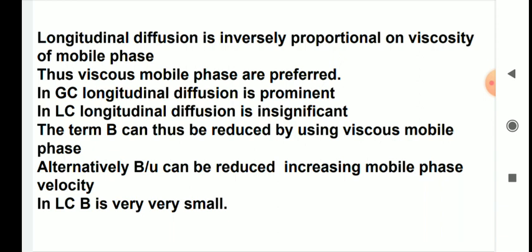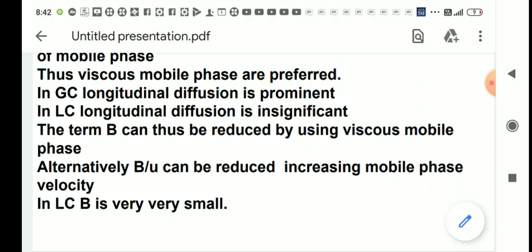This longitudinal diffusion is more prominent in GC. If you are using a less viscous mobile phase, then the B term will increase. But if you are using a more viscous mobile phase, the B term can be reduced. So either you reduce B, or you reduce B by U. If you cannot reduce B, you have to increase the mobile phase velocity. So the B term is significant in GC, not in LC.